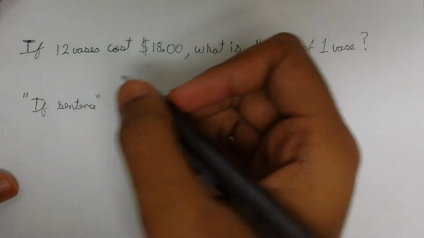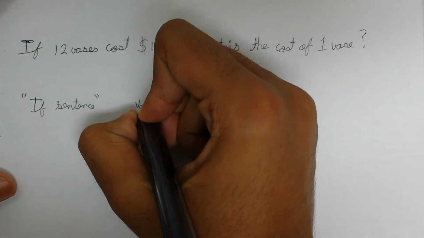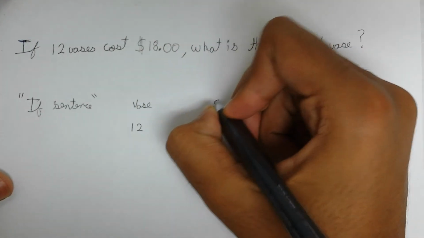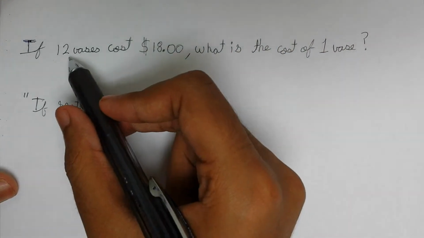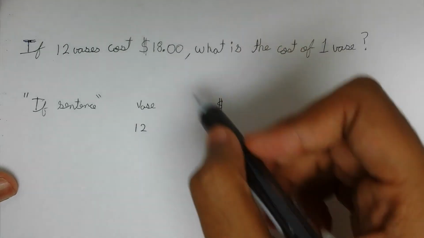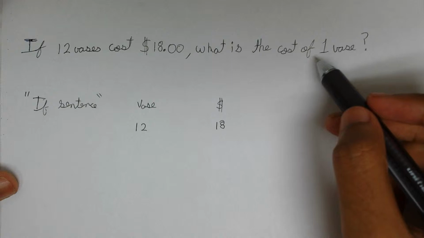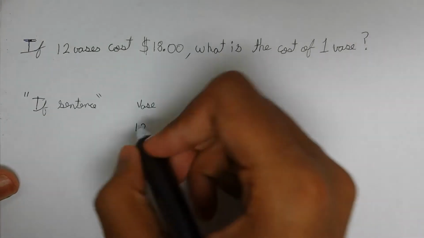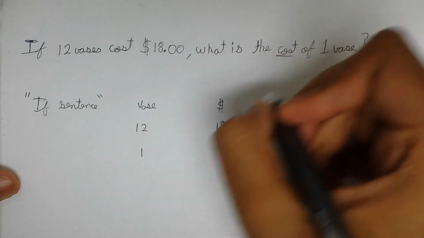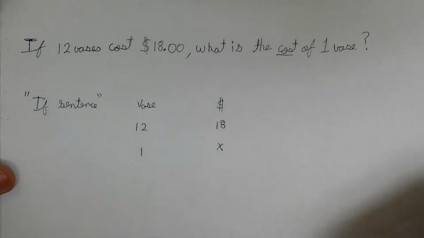So we put down 12, and we'll call this the vase side, and we'll call this the money side. We put 12 under the vase side because 12 vases. How much did they cost? They cost $18, so we put 18 over here. And then the question is, what is the cost of one vase? So you put 1 over here, and x for the cost, because we don't know the cost yet, we have to find it.